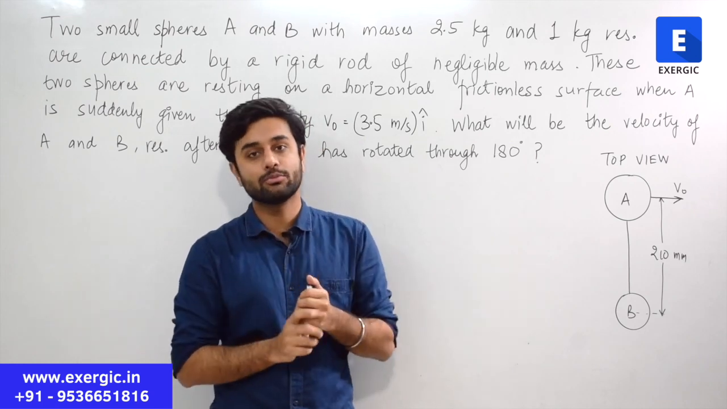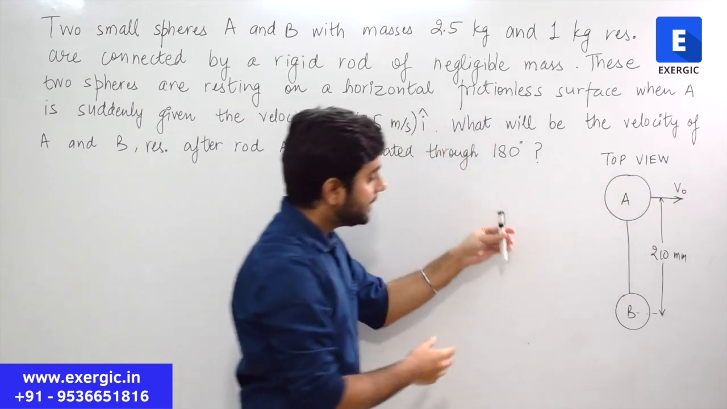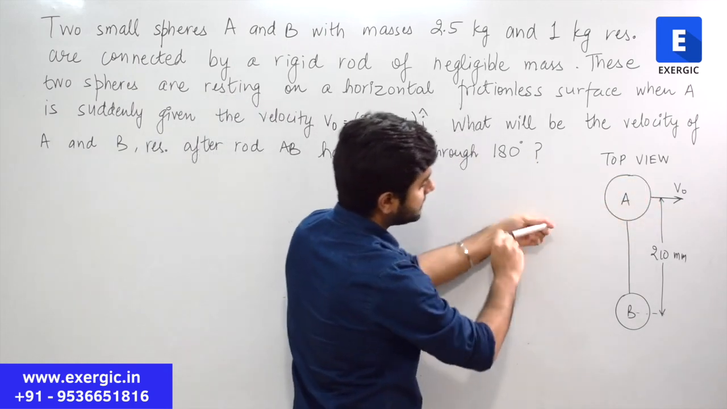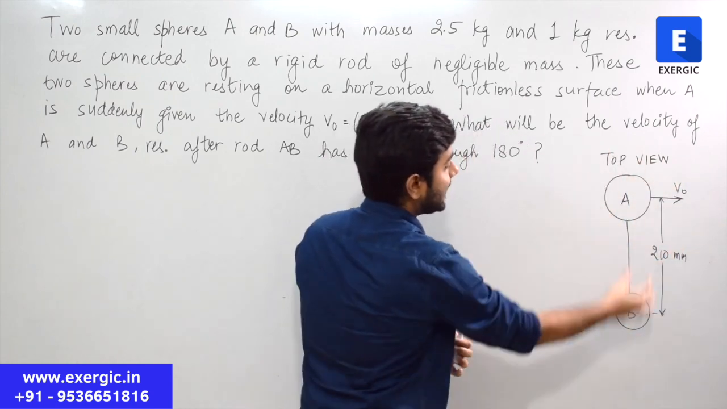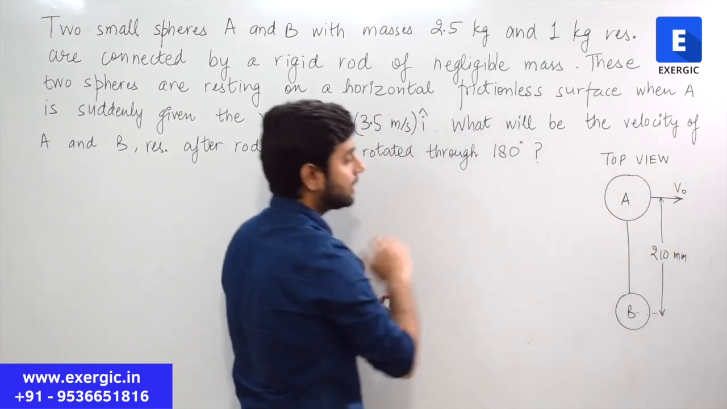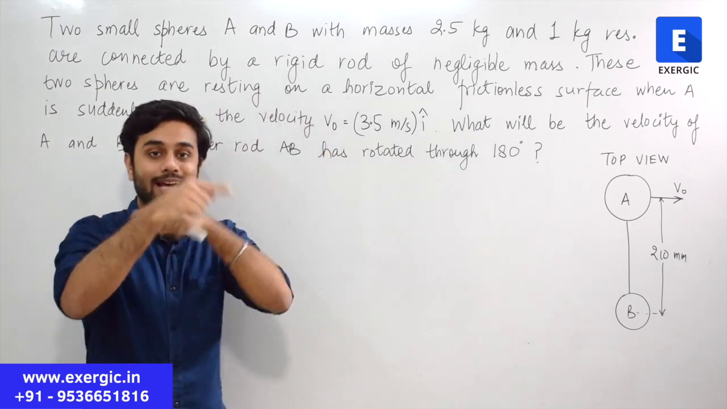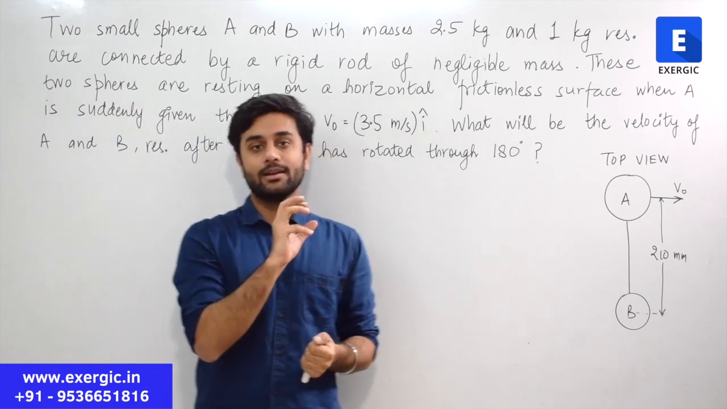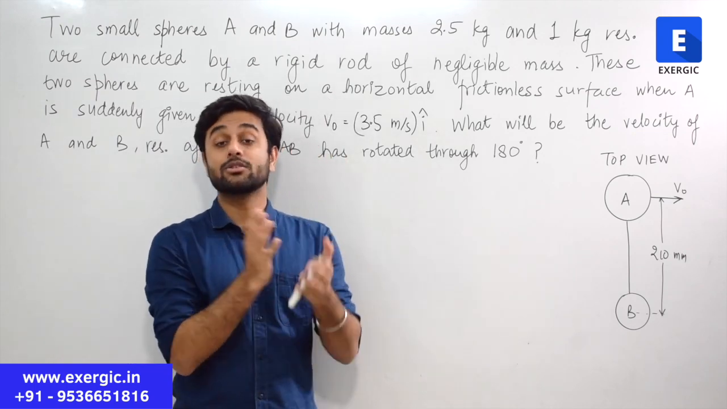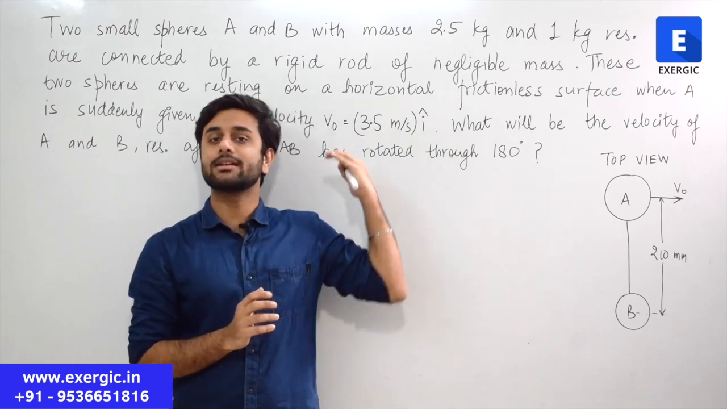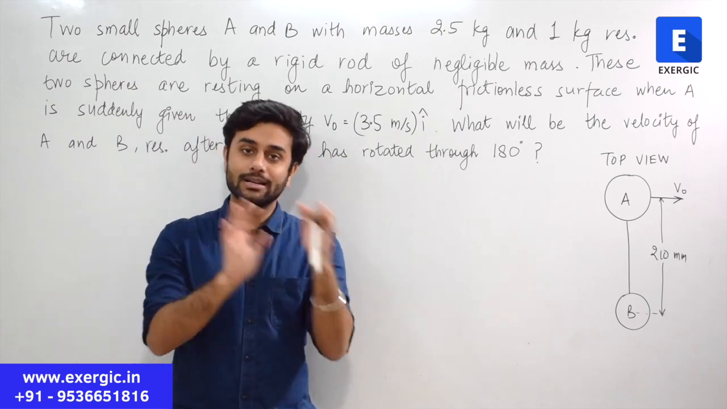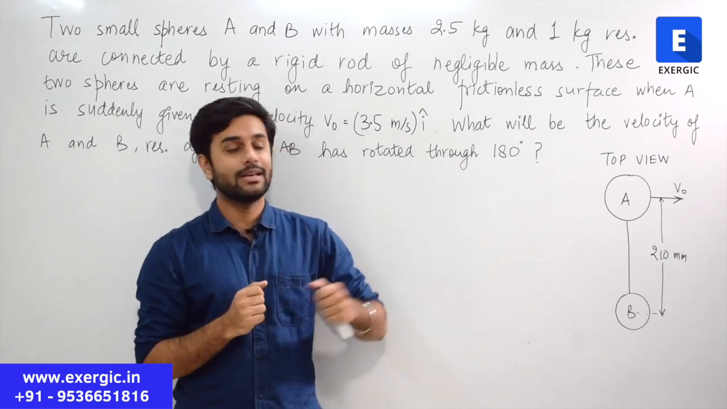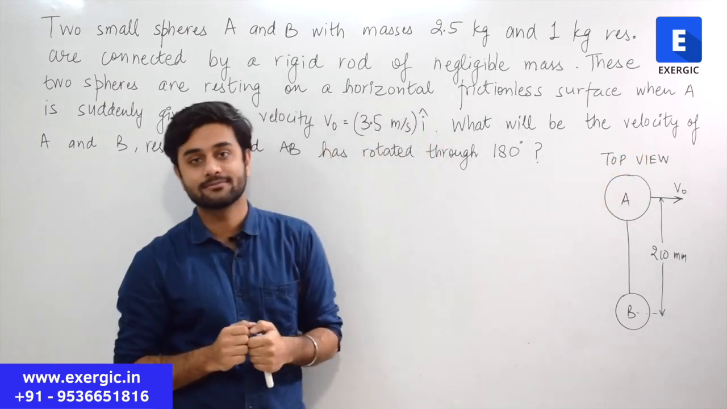But how is it going to move? When you push A, will B also start moving in the same direction? Or will A start rotating like this about B? Or will both A and B start rotating about some center? Or will both A and B rotate as well as move ahead? Many types of motions are possible. What would be the correct motion? Actually, this can also be asked as a question. Rather than giving this question, I can frame another question where I will just ask you what type of motion they are going to perform when initial velocity is given to A like this.